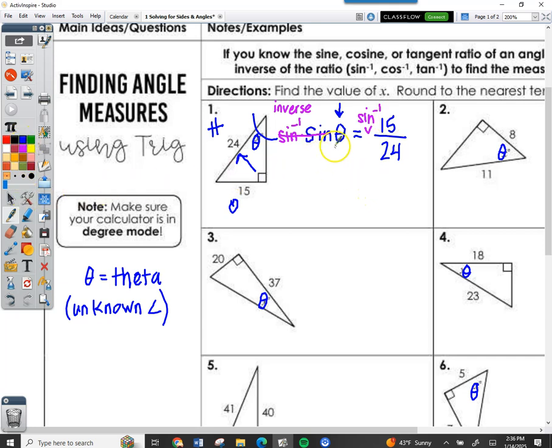And now I can see, okay, on the left, theta comes down, and on the right, I have sine inverse 15 over 24. And that's what you're going to type in the calculator. You might be thinking, how do you type that in? In the calculator, you're going to type second, then sine, then 15 divide 24. We get 38.7. Now this was an angle measure, so that means we need to write the degree symbol.